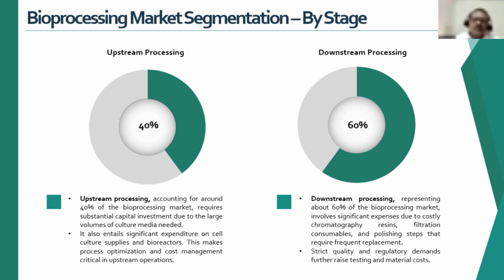So downstream processing includes all reagents and consumables which are used in every batch of bioprocessing. As these are recurring consumables being used frequently, regularly within each batch or within each step of the bioprocessing workflow, this downstream processing market is comparatively more than the upstream, constituting around 60% of the market.